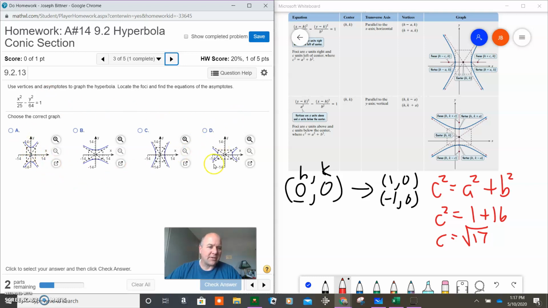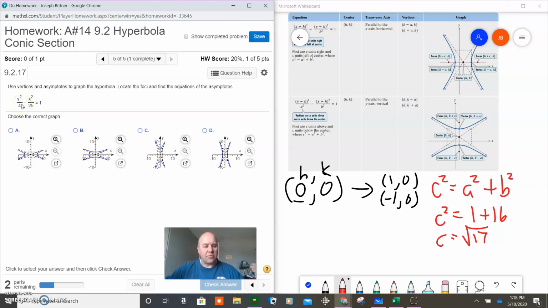So first we have to match up the graph, and then locate the vertices and the foci, just like the last one. Let me find one where y is positive. When I say y is positive, I'm referring to the whole fraction, not just the individual term. It's going to go up and down, so it's either going to be B or C.